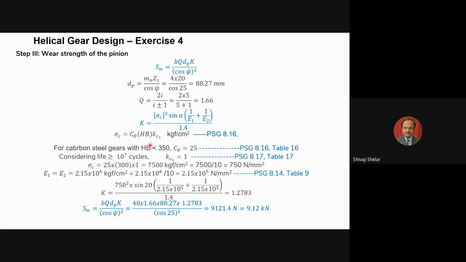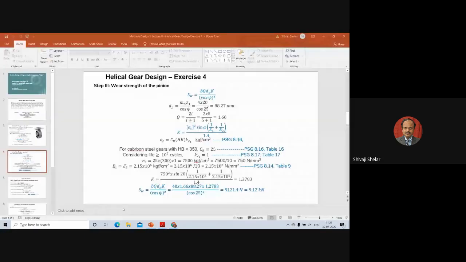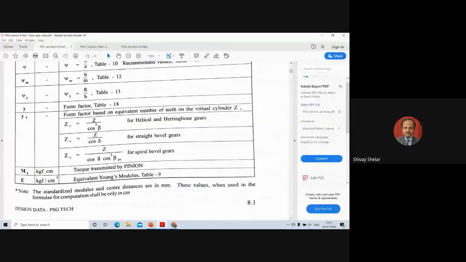Since the material is carbon steel and HB is less than 350, the CB value is 25. How has this value come? Let's go and check from the data table number 16, page number 8.16. Let's check this value where we have selected. Page number 16, 17, I think.